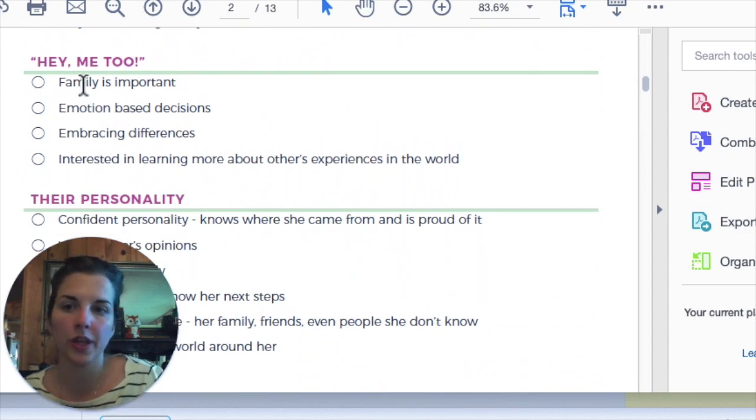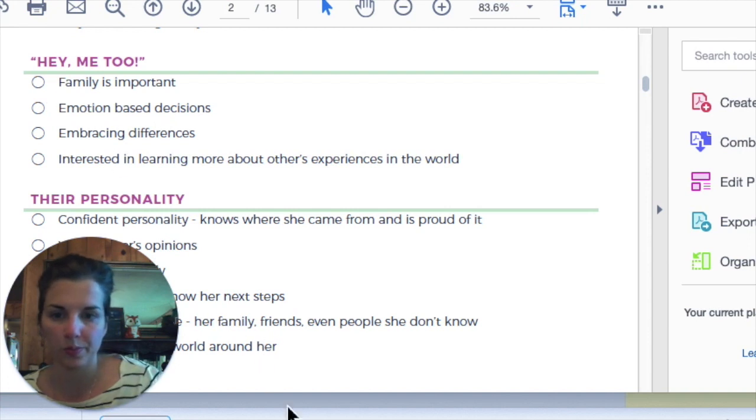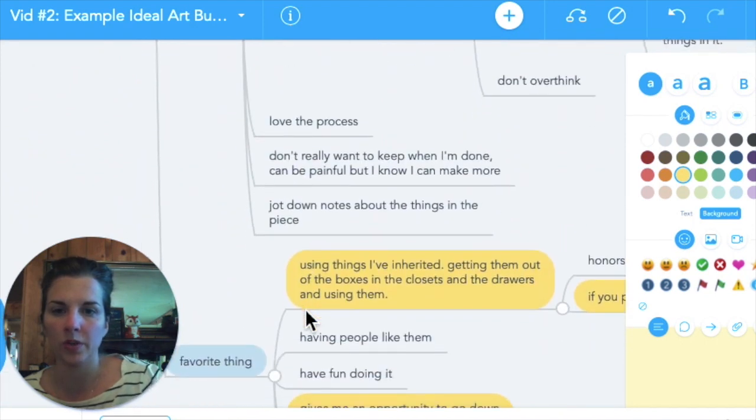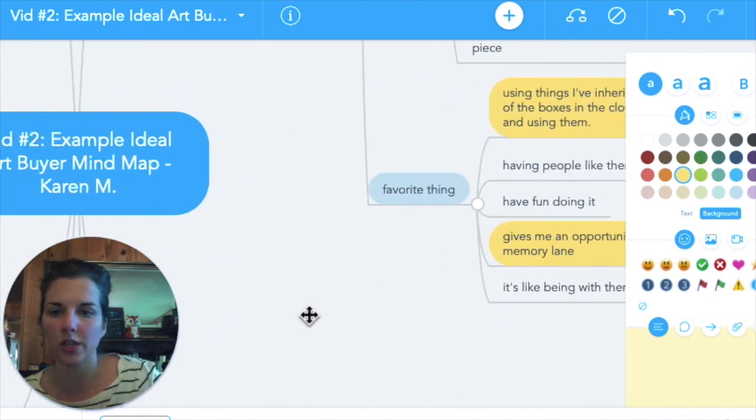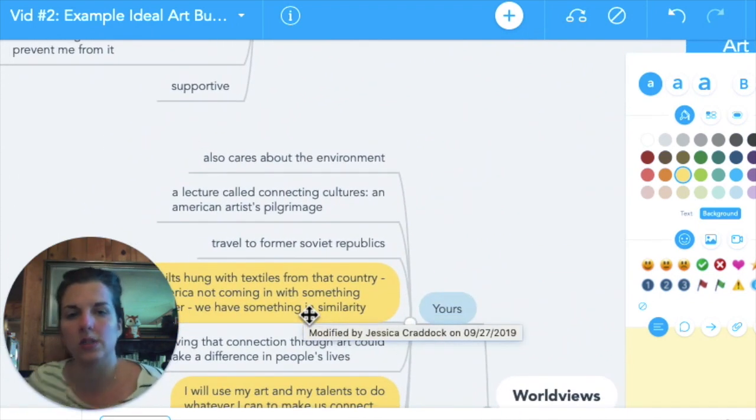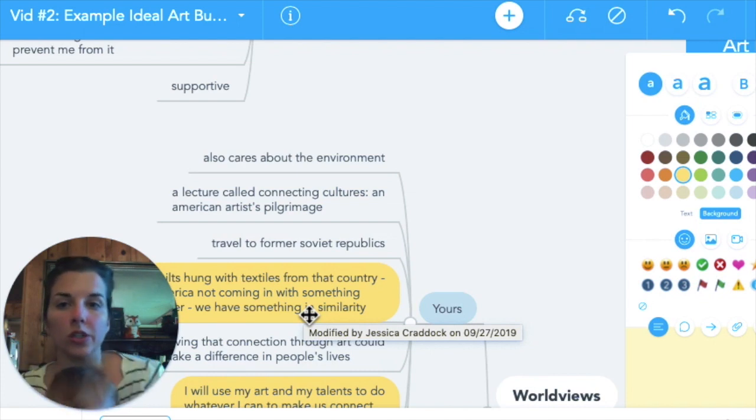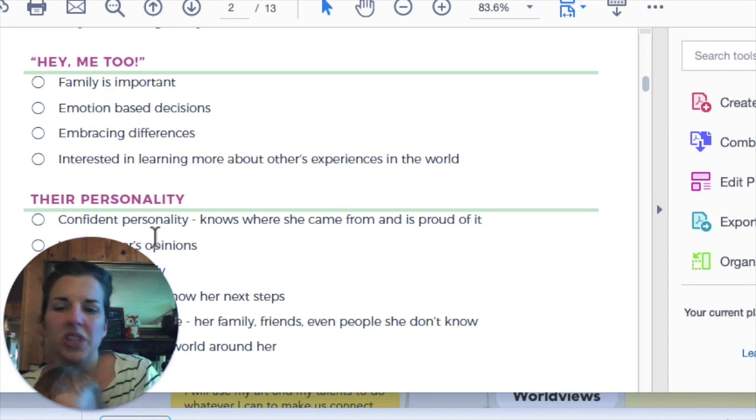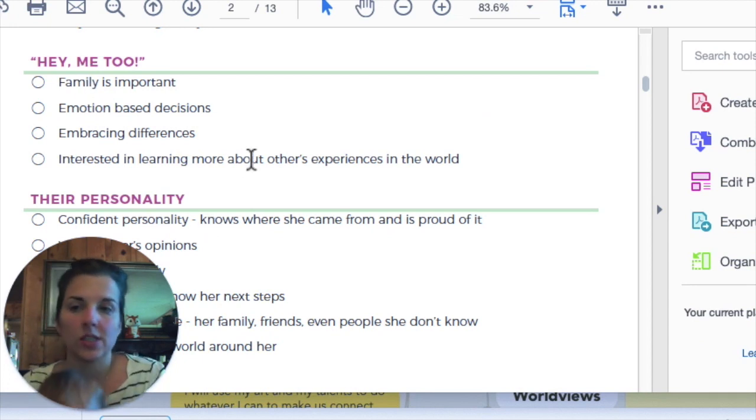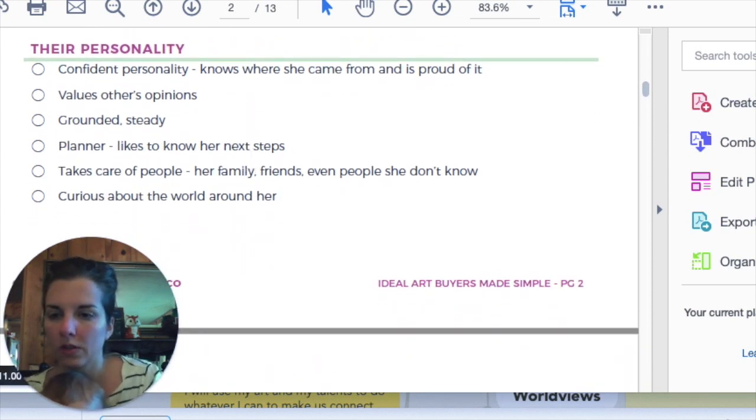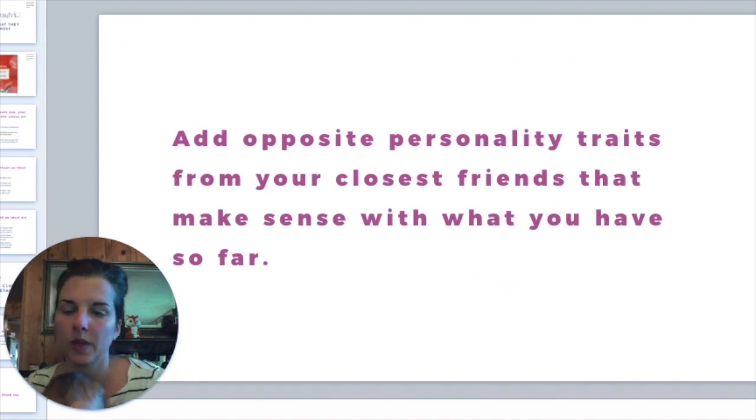The third most important thing was the "Hey, Me Too's." Look through and see what you think you might have in common with someone who would be interested in your art. Maybe it's the subject. Maybe it's your favorite thing about the art. Maybe it is your worldview or your personality or your interests. Put down four to six "Hey, me too's." Next step.